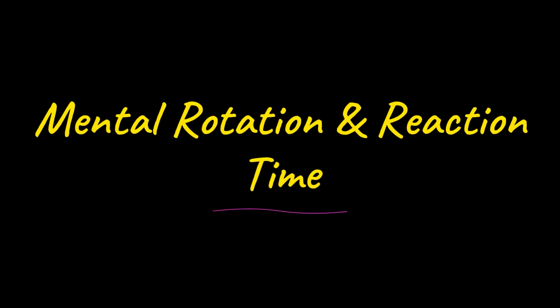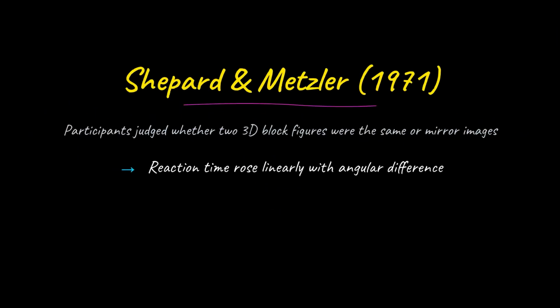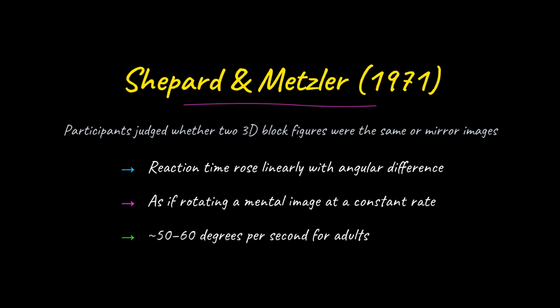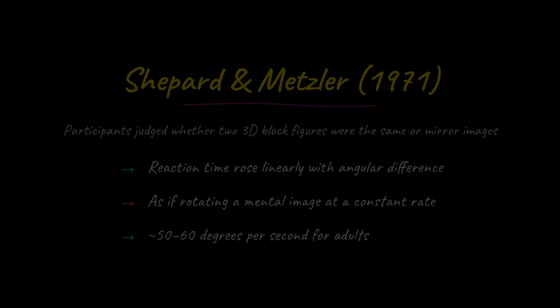Mental rotation is the cognitive operation of imagining an object turning through space. What makes it scientifically powerful is the precise, measurable signature it leaves in reaction time data. In their landmark 1971 study, Shepard and Metzler found that the further apart two figures were in orientation, the longer it took to decide if they matched. The relationship was strikingly linear, as though participants were mentally spinning the shape like a physical object.